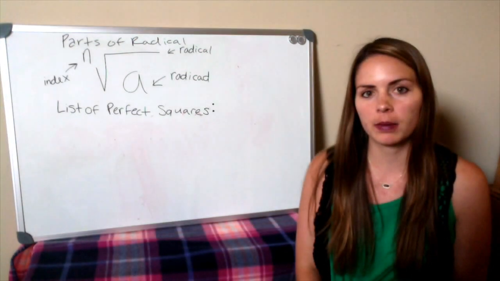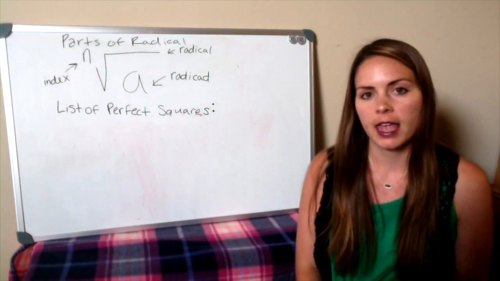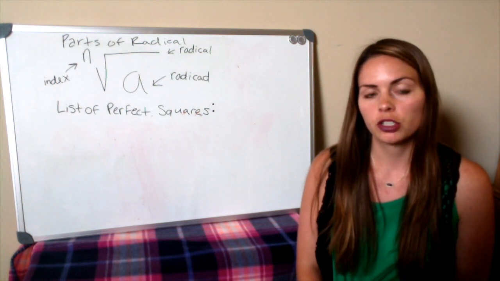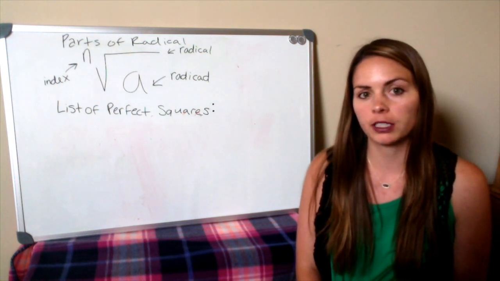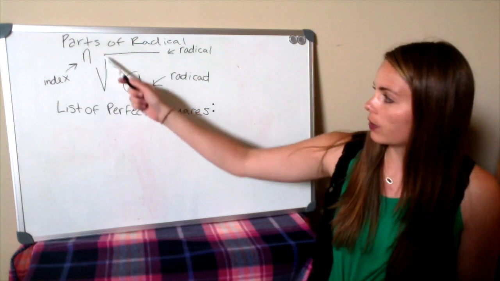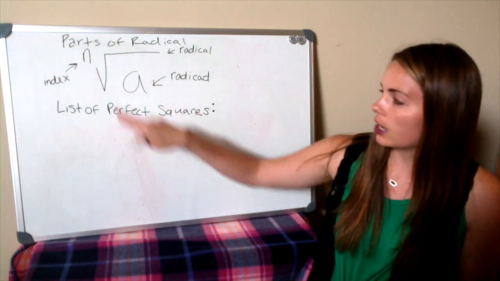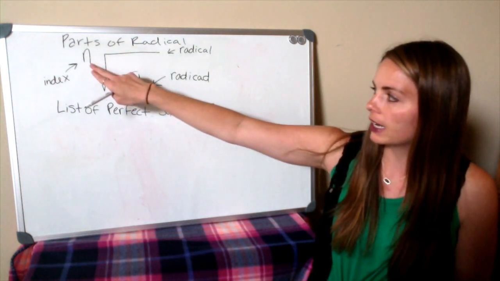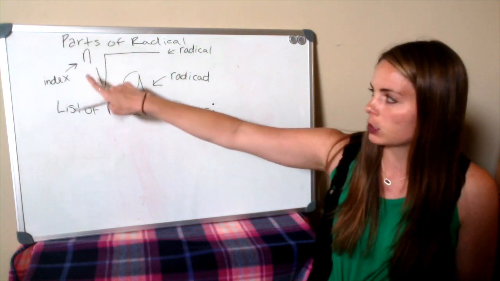Today I'm going to be talking about simplifying radicals and perfect squares. So first I want to break down what a radical is. This is our radical sign right here. Sitting outside our radical is always our index, kind of looks like it's raised up kind of like an exponent.